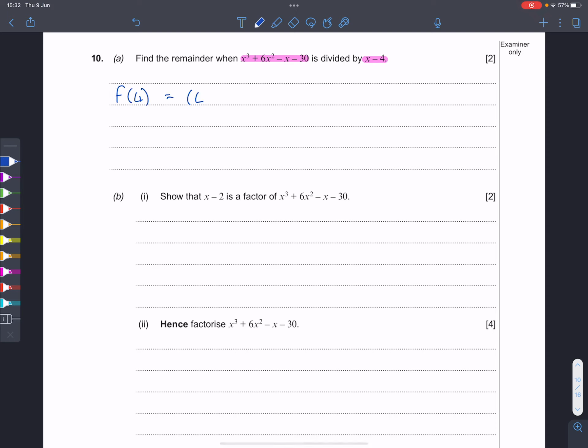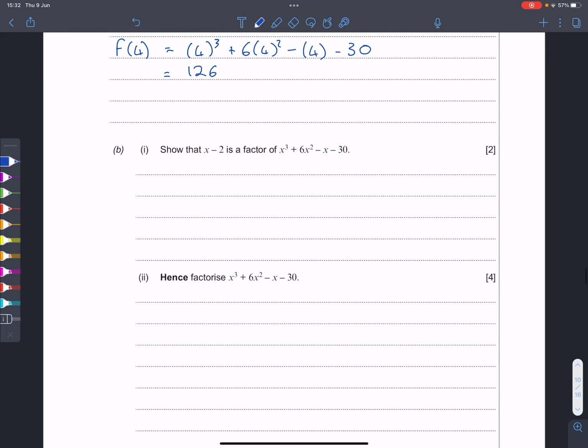So I'm going to substitute that in, 4 cubed plus 6 lots of 4 squared minus 4 minus 30. And if I type that into my calculator, I get 126. And 126 then would be the remainder.